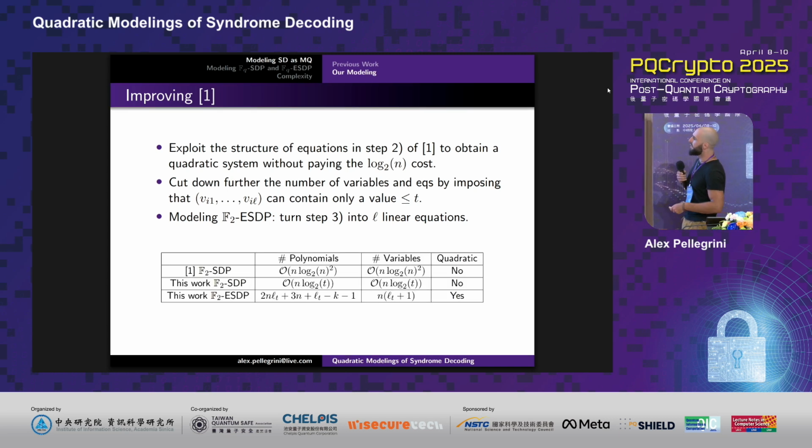Comparing it a little bit in terms of asymptotic sizes, we replaced the log 2 n squared, log n squared with log t, where t is at most n, and in most cryptographic applications is much lower. And for the exact weight syndrome decoding problem over F2, we can find exactly the number of polynomials and variables, and we also have a quadratic system of equations.